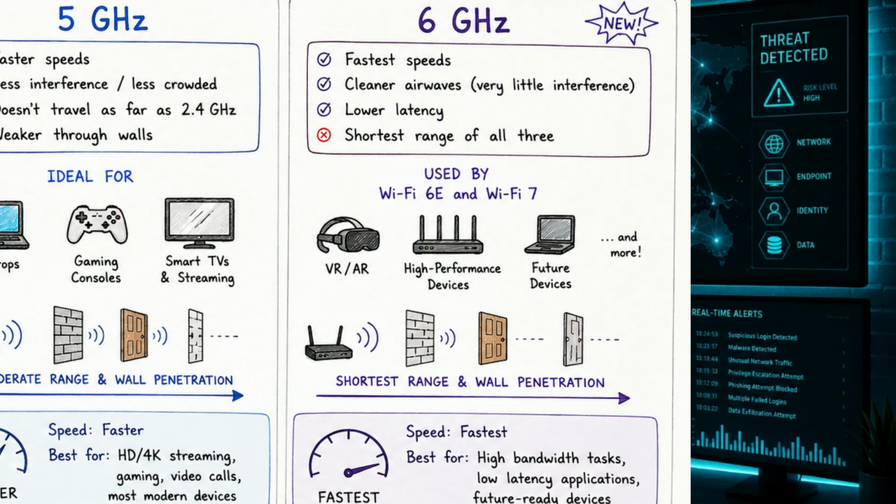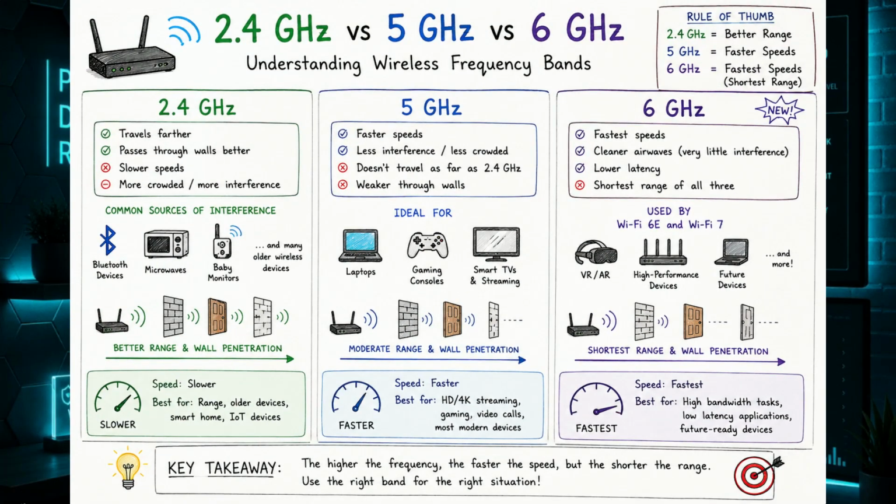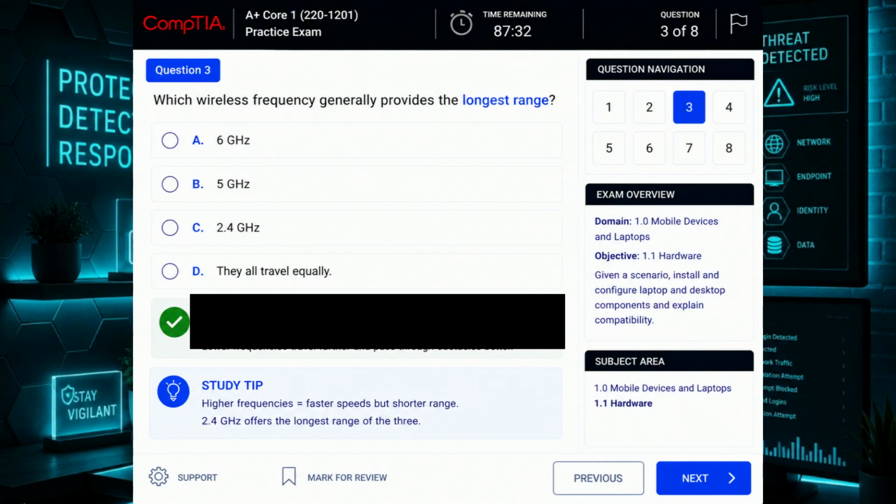Now finally there is 6 GHz. This is the newest frequency and it's used with Wi-Fi 6E and Wi-Fi 7. Because very few older devices use it, the airwaves are much cleaner. This means lower latency and faster communication. The trade-off is the range. The higher the frequency, the shorter the distance it typically travels. A simple way to remember this: 2.4 GHz equals the best range, 5 GHz equals faster speeds, 6 GHz is the fastest speed, but it has the shortest range. Question 3. Which wireless frequency generally provides the longest range? 6 GHz, 5 GHz, 2.4 GHz, or D, they all travel equally?